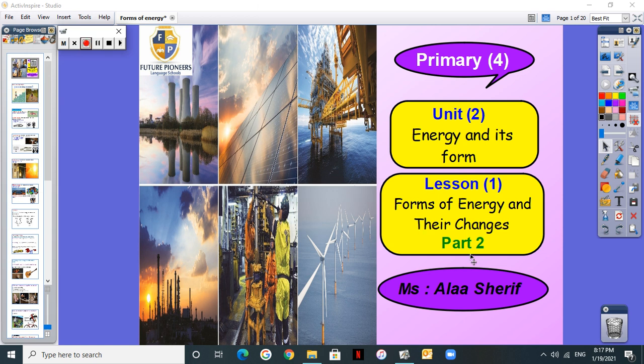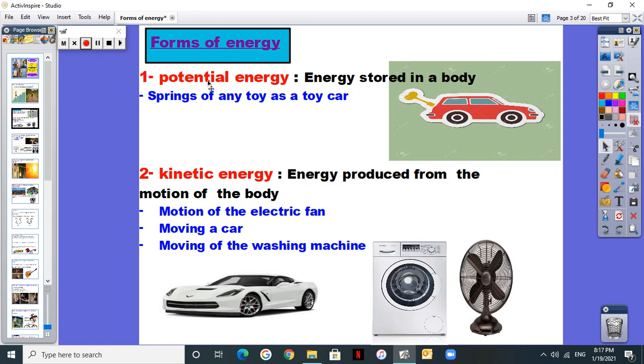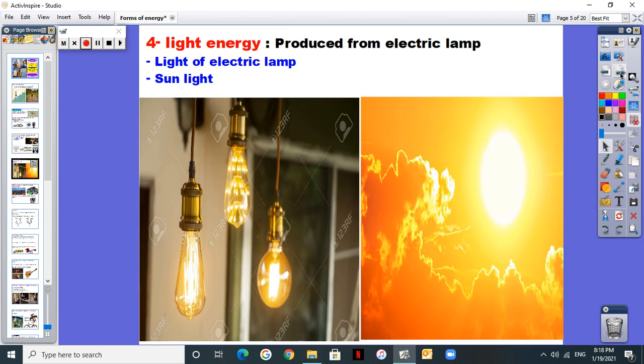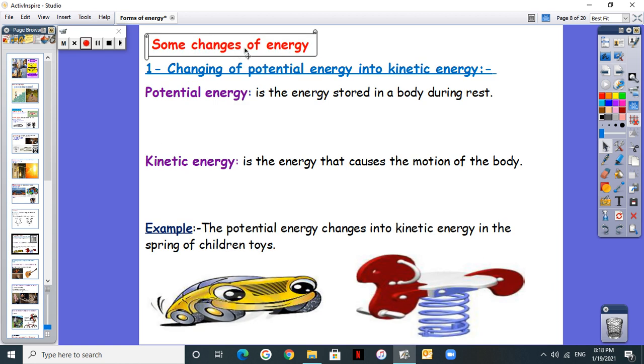Today we will talk about part 2 from lesson 1 from unit 2, which is called forms of energy and their changes. Do you remember the meaning of energy? Energy is the ability to do work. We have many forms of energy like potential energy, kinetic energy, sound energy, light energy, electric energy and chemical energy. Today we'll talk about some changes of energy.